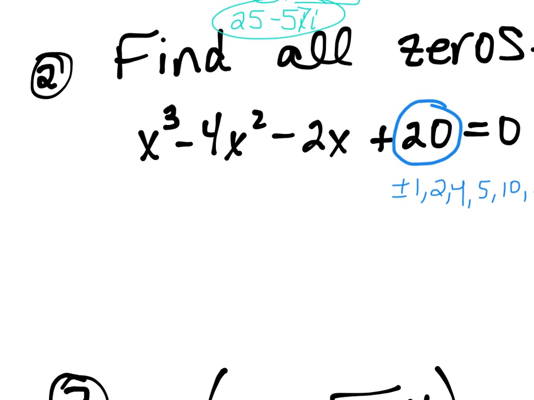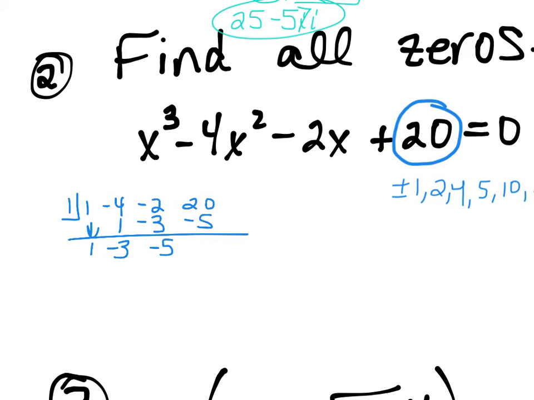All right. What do you guys want to start with? What do you want to try? 1. Okay. So I have 1, negative 4, negative 2, and 20. 1 times 1 is? Negative 4 and 1 is? Negative 3. Negative 3 and 1 is? Negative 2. Negative 3 is? Negative 5 and 1 is? Is this going to work? Okay, what do you want to try? We'll try negative 1? Okay.